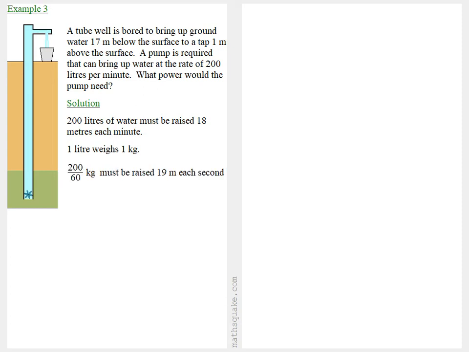So 200 divided by 60 kilograms must be raised 18 metres each second. Now the work done against gravity is mgh. So the work done each second is 200 divided by 60 times 9.8 times 18, and that works out to be 588. Now that's the work done per second, so it is the power. So the answer is the power needed is 588 watts.